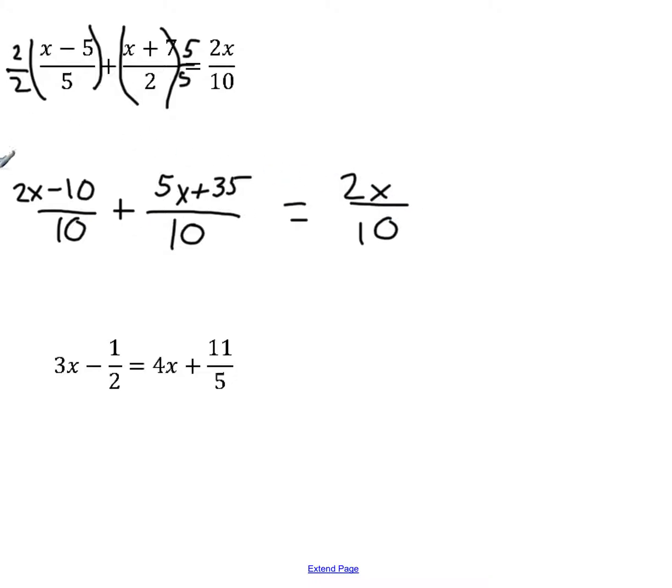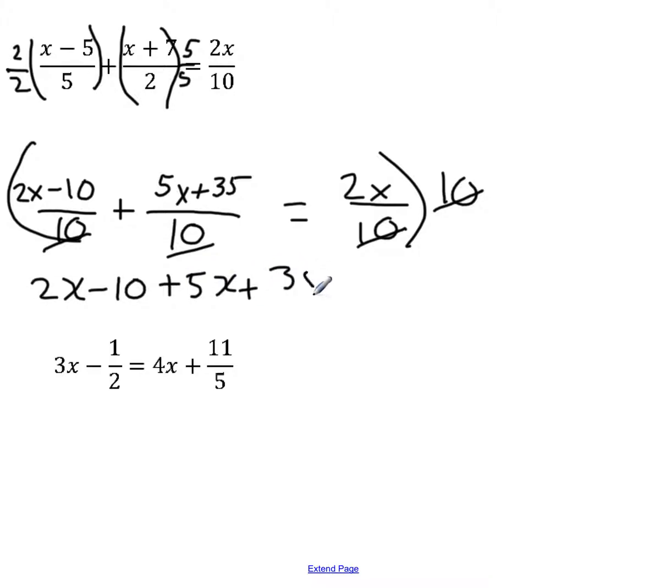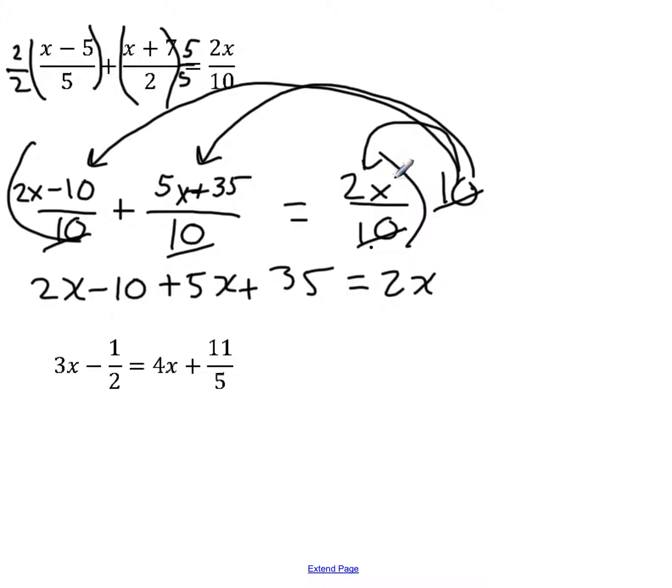Now, because everything is tenths, what if I just multiplied the whole thing by 10? That means I multiply this by 10, this by 10, and this by 10. Well, you know what would happen? All those tenths would go away, and I would have 2x minus 10 plus 5x plus 35 equals 2x. Because if I multiplied 10 by this fraction, the tenths would go away and I'd get 2x. If I multiplied 10 by this fraction, the tens would go away and I'd just get this. If I multiplied 10 by this fraction, because I have to give 10 to everything, I would also have the 10 cancel and I'd have 2x minus 10.